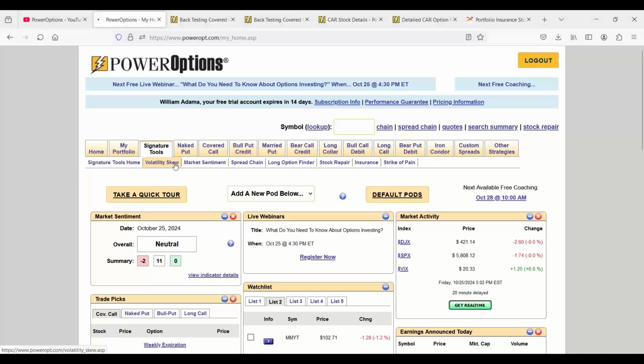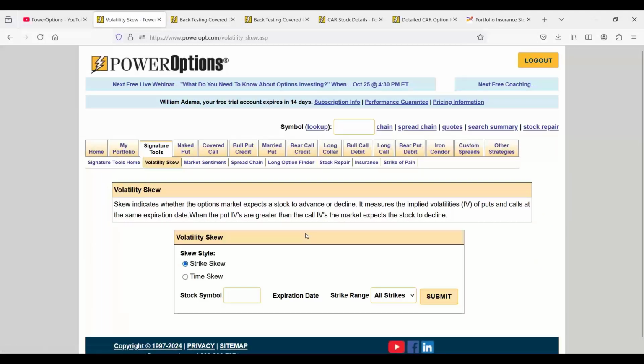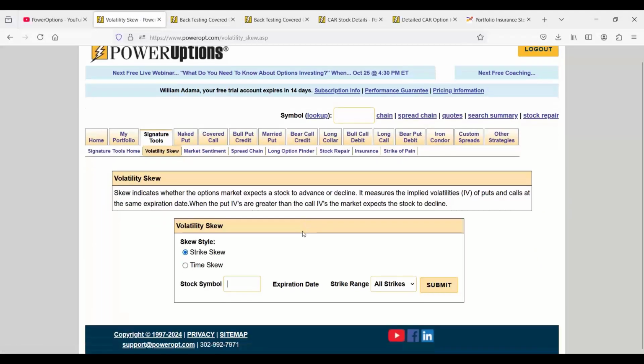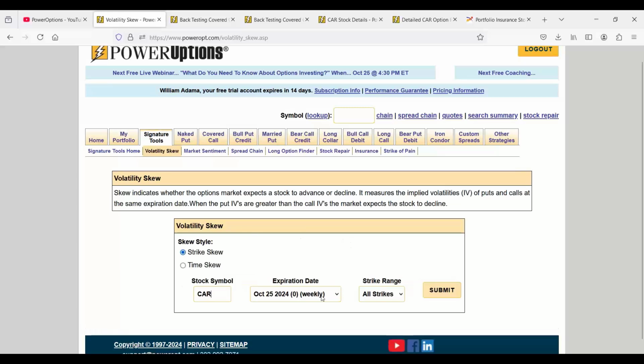Okay. Jim, the volatility skew tool under the signature tools. You'll be able to see it quickly. We were using Avis, right? That was CAR, if I'm not mistaken. And let's go out 1 week.